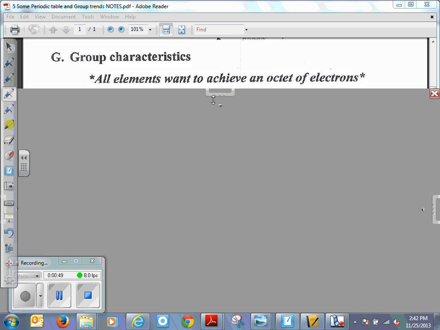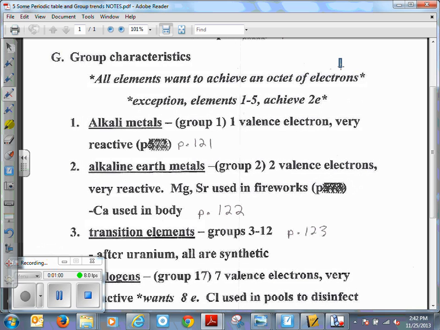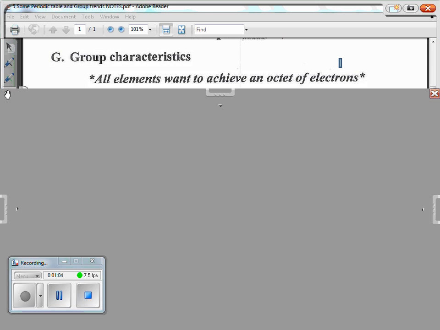All elements want to achieve an octet of electrons, and you really need to add to this. It's not just an octet of electrons, but it's an octet of electrons in the valence shell.